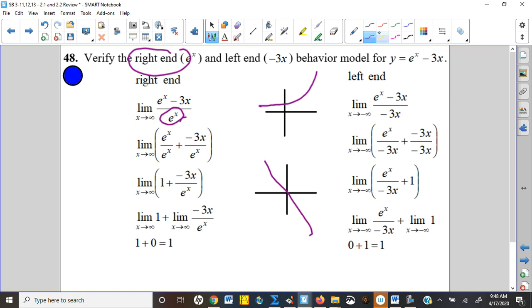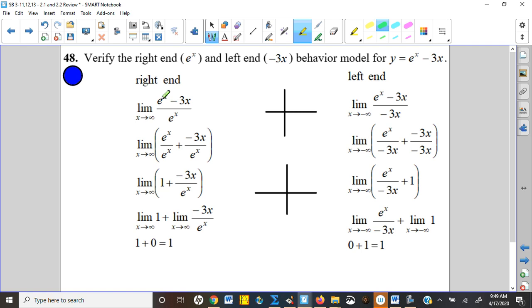On the other hand, as we move to the left, e to the x is collapsing to 0, whereas negative 3x is moving towards infinity. That's why I chose negative 3x as my stronger function, my left end behavior model. That's the most important decision you make. After you make that decision, these are like clockwork, right?